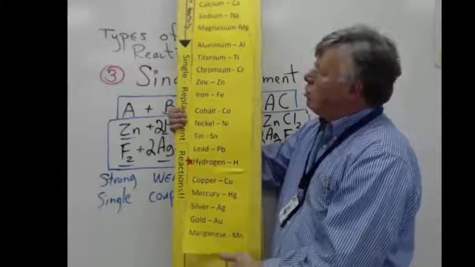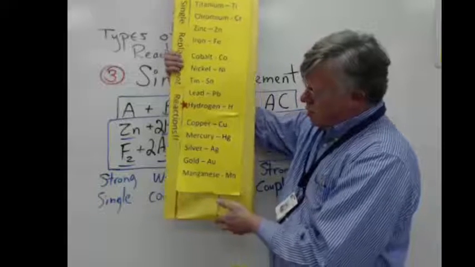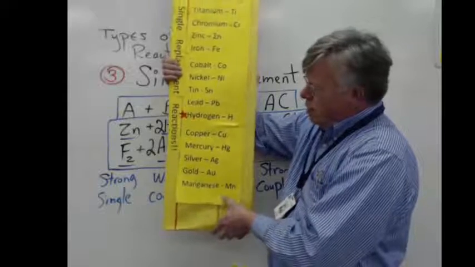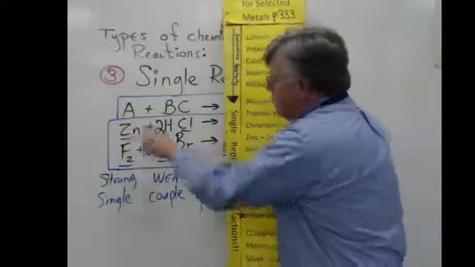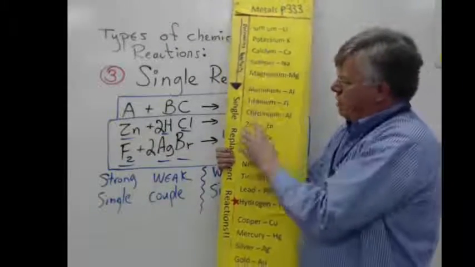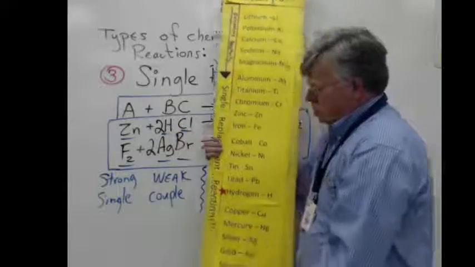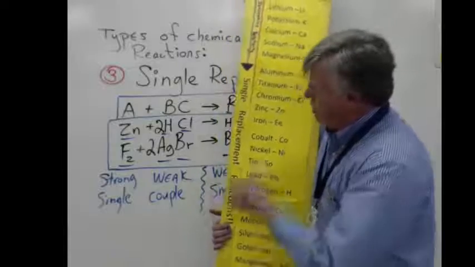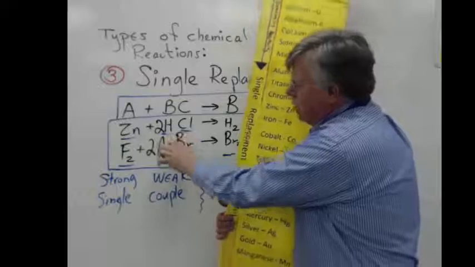This is not totally inclusive, but you can see as you get down to the bottom of the list, you've got things like silver and gold and manganese. These are very weak things, and so what's happening is the zinc, being stronger, like right here, can knock out the hydrogen, which is down here with the star next to it. And anything that's stronger could drive out a weaker and make a new couple.